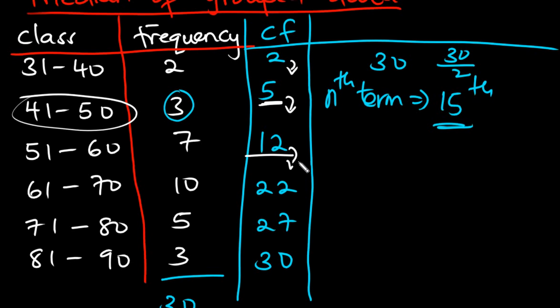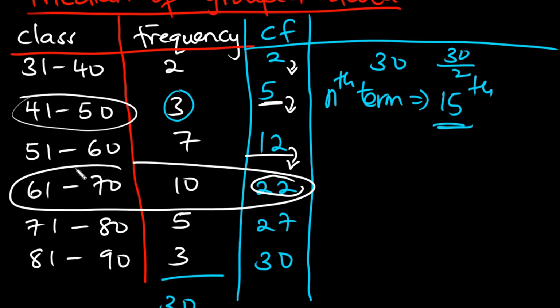Then from the 13th term all the way to the 22nd term, all of them are in this class. So this is including our nth term, which is 15th. So the 15th term is in this class, that is 61 to 70. So we have identified our median class. So this is it, 61 to 70.